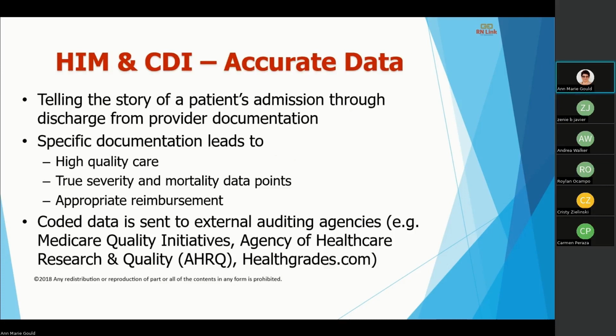Accurate data. Telling the story of a patient's admission through discharge from provider documentation. Specific documentation leads to high quality care, true severity and mortality data points and scores, and appropriate reimbursement. Because once you have that high quality diagnosis specificity documented within the record, everything follows: quality and reimbursement. Coded data is also sent to external auditing agencies like your Medicare Quality Initiatives, the Agency for Healthcare Research and Quality, healthgrades.com. So there's a lot of quality companies out there.